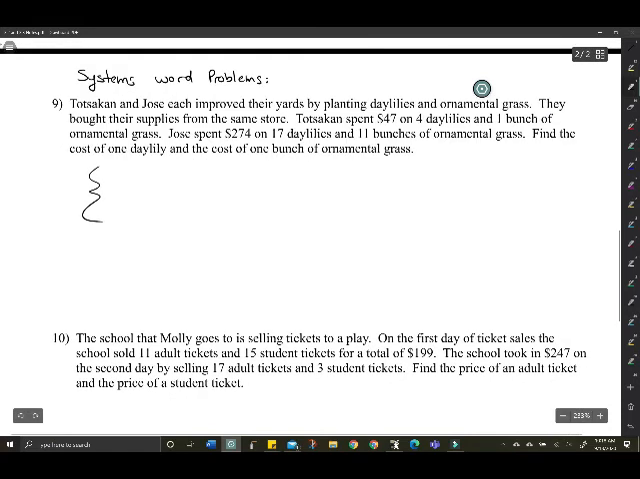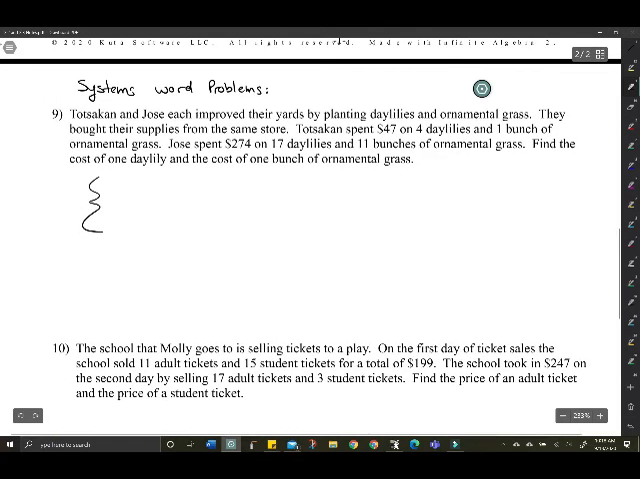Toxacan and Jose. I don't know if I said that right, but we'll go with that. Each improved their yards by planting daylilies and ornamental grass. They bought their supplies from the same store. Toxacan spent $47 on 4 daylilies and 1 bunch of ornamental grass. Jose spent $274 on 17 daylilies and 11 bunches of ornamental grass. Find the cost of 1 daylily and the cost of 1 bunch of grass.